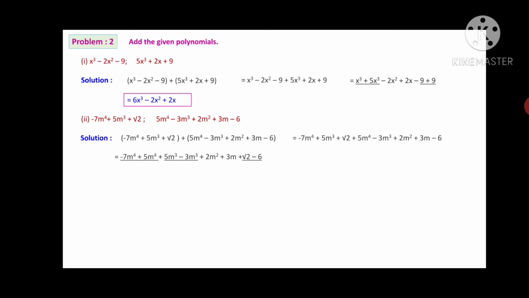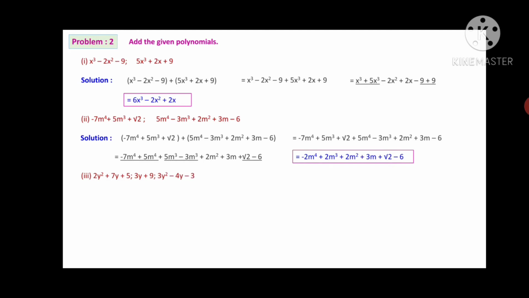The similar terms are brought together and underlined. Now we will get the answer as minus 2m fourth, that is minus 7m fourth plus 5m fourth. Here it will be minus 2m fourth. Then 5m cube minus 3m cube, that will be plus 2m cube, plus 2m square plus 3m and root 2 minus 6.